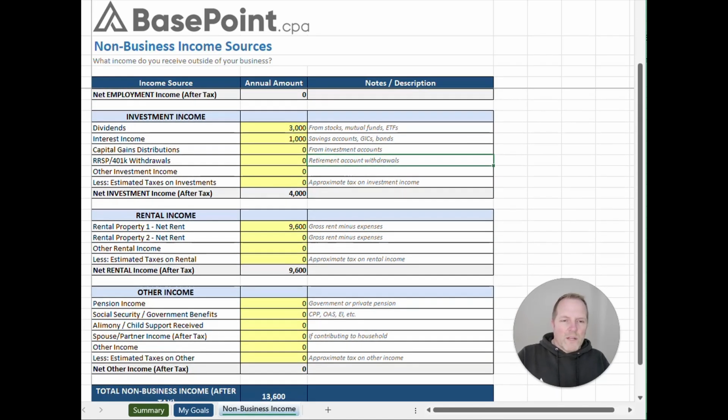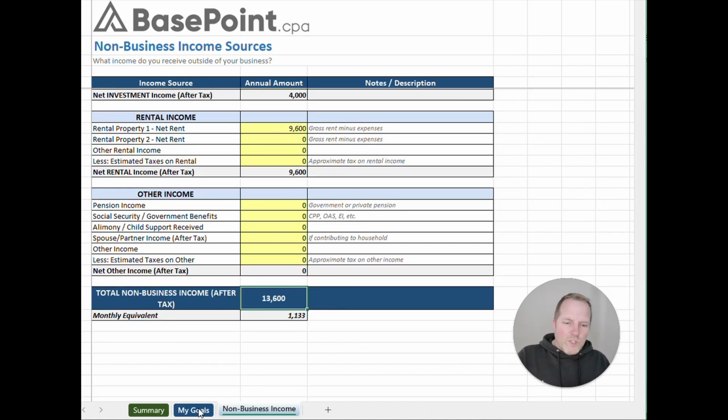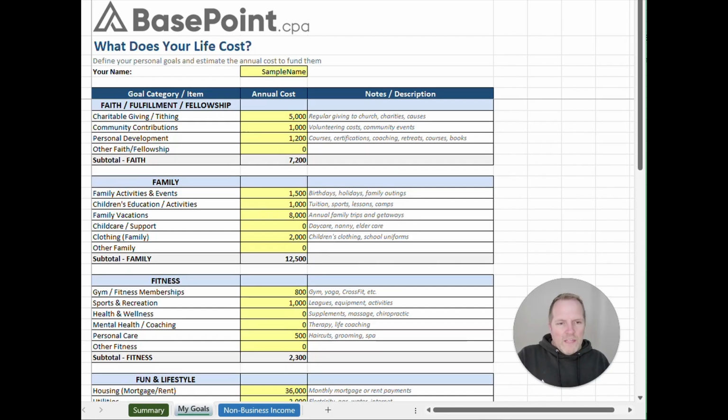And so just to plug some numbers in, I put maybe $3,000 a year for dividends on investments that you might have, maybe $1,000 a year from interest that you might be getting from some cash deposits that you have. And then maybe you have a rental property, right? That's generating net maybe $800 a month, so that's about $9,600 a year. So then that's going to generate $13,600 of cash for you, or $1,100 a month, which will help reduce what your business needs to generate in order to achieve your personal goals that you have listed out over here.